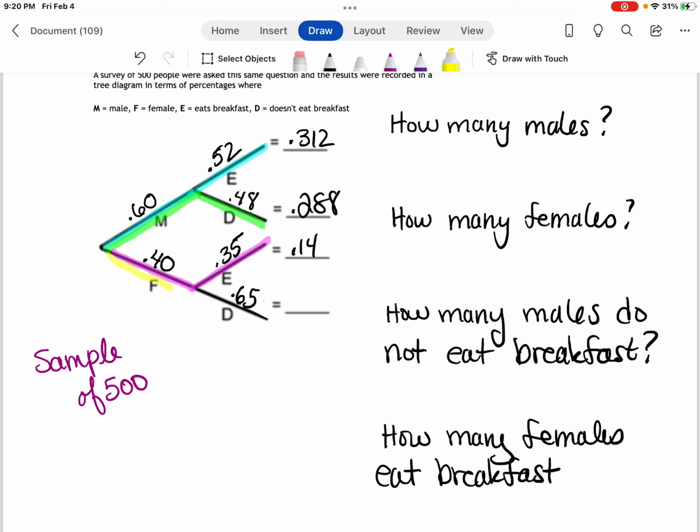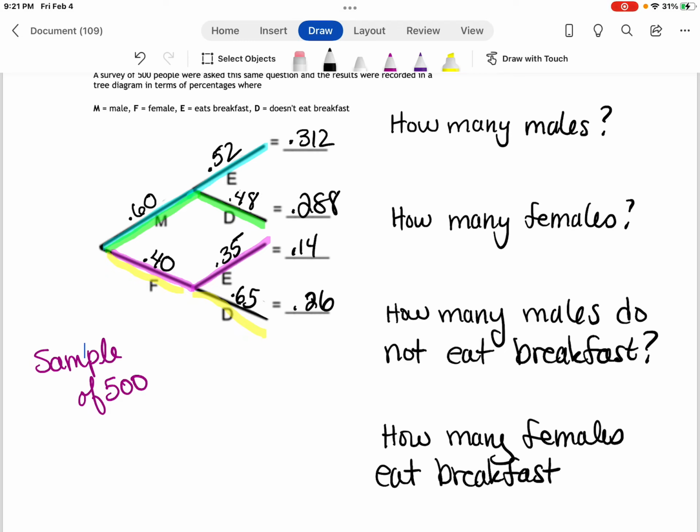And then lastly, if we go down this path of being female and doesn't eat breakfast, that would be 40% are females, and of those, 65% don't eat breakfast. So if you take 0.4 times 0.65, you get 0.26. So the 0.26 represents the probability that you pick someone that's female and that does not eat breakfast.